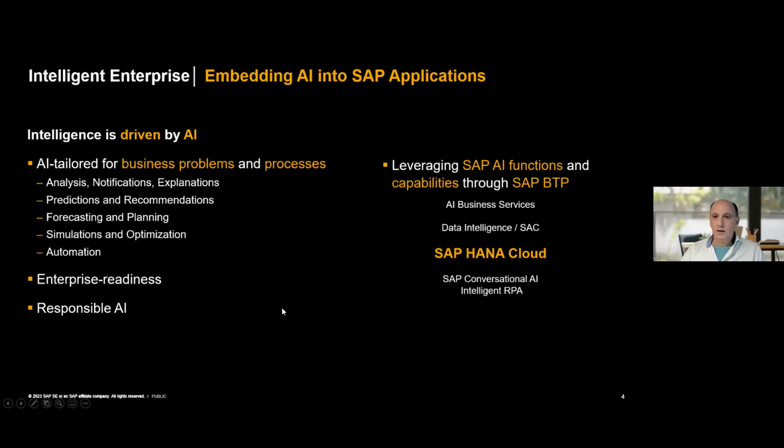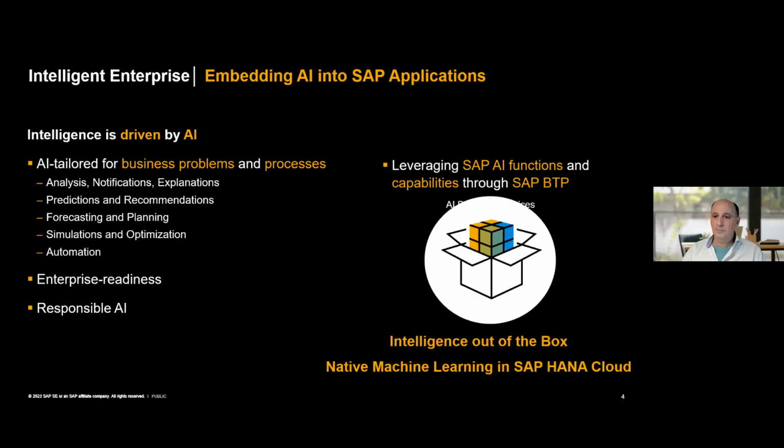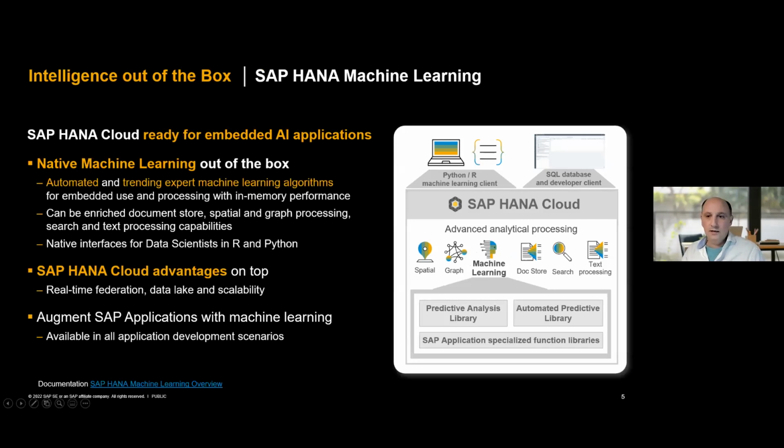Therefore, out of SAP Business Technology Platform, we provide a variety of AI functions and capabilities as part of the AI business services, data intelligence, also conversational AI or intelligent robotic process automation, but also SAP HANA Cloud provides a unique set of embedded AI functions or machine learning capabilities. If your application in focus is already running on SAP HANA Cloud, then you can leverage the intelligence out of the box. The native machine learning capabilities in SAP HANA Cloud are the first choice of AI function library. SAP HANA Cloud is ready to infuse your application with AI. We provide automated functions as well as expert functions and algorithms for adding that intelligence into your application.